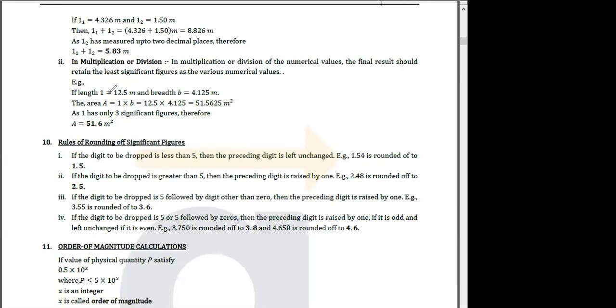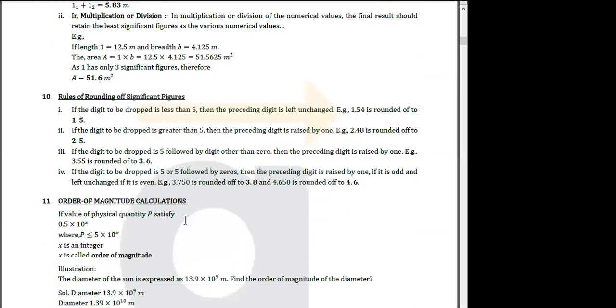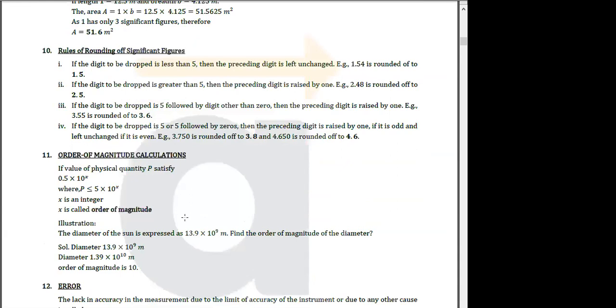So next is order of magnitude. I guess this is something that we all know. Using scientific notation, what is the order? Yes or no? Let us see by example. It is best to see the example. Now, suppose we have any value which is this.